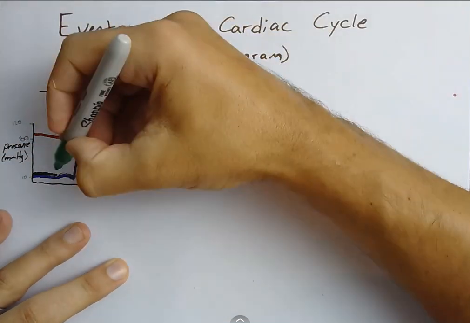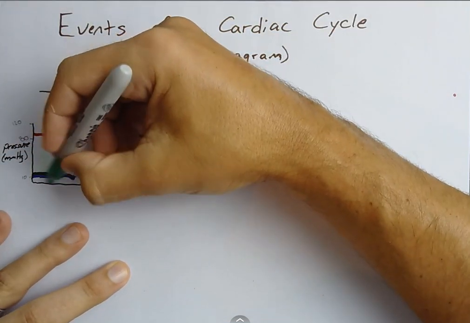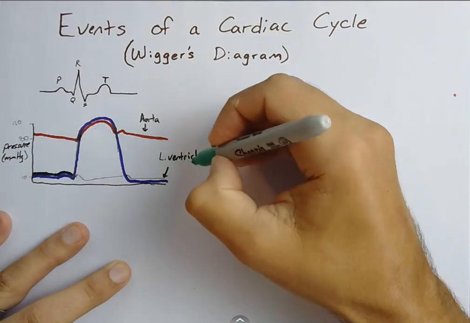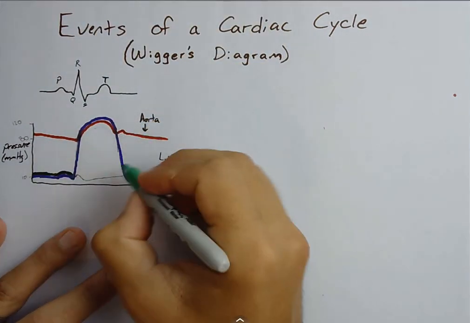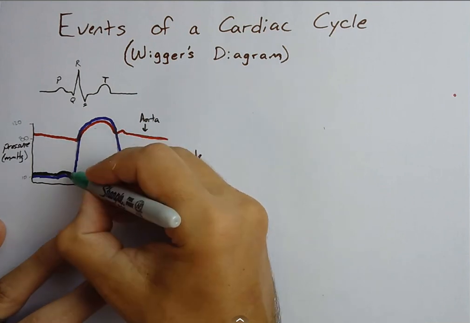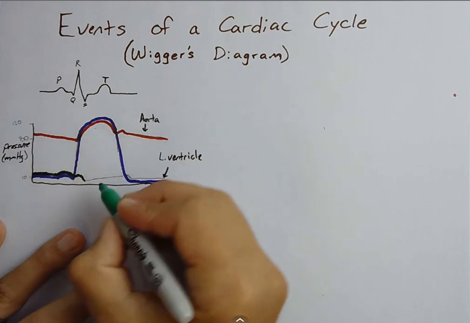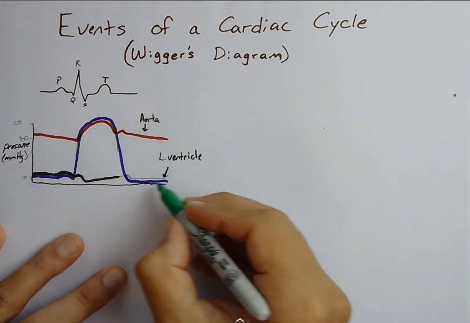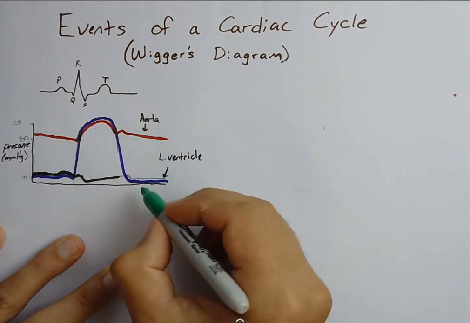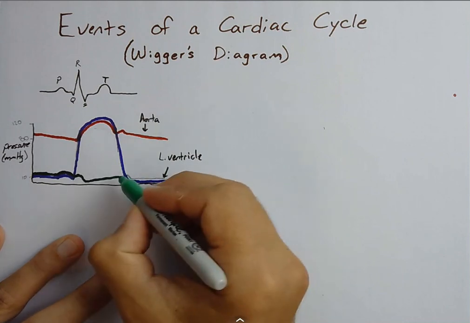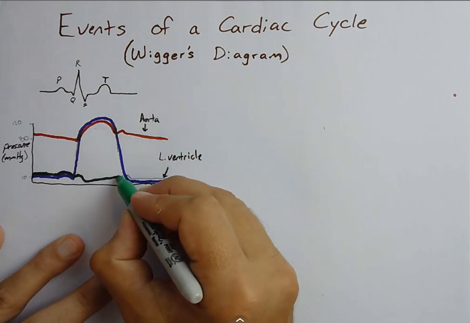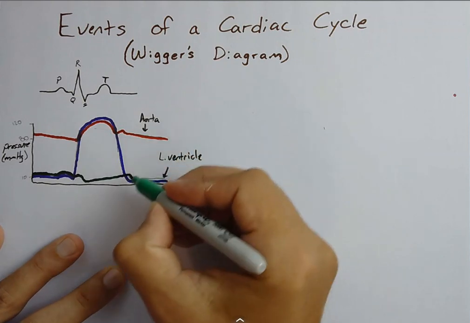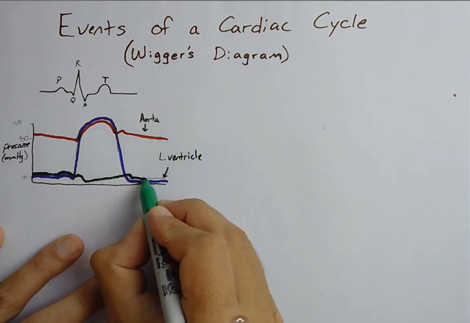And this is going to be atrial pressure. At the beginning of the cardiac cycle, it is above ventricular pressure. During ventricular contraction, ventricular systole, it's going to remain below ventricular pressure. And after the ventricles have relaxed, so at some point during ventricular diastole, the atrial pressure is going to become greater than the ventricular pressure again.